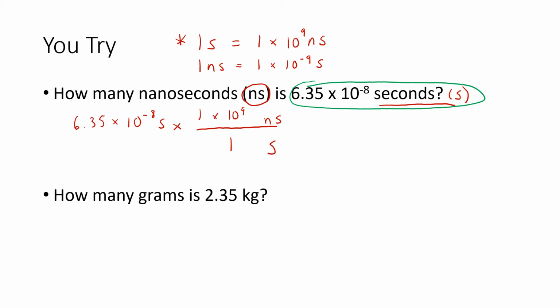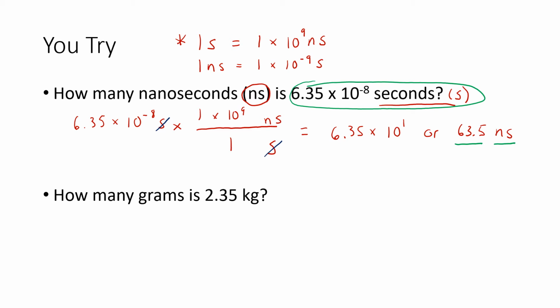When we look at our units, we can see seconds are going to cancel, and we're going to multiply 6.35 times 10 to the negative 8th by 1 times 10 to the positive 9th. We're going to end up with 6.35 times 10 to the first power, or simply 63.5 nanoseconds. Being sure to include your number and your unit in your final answer.